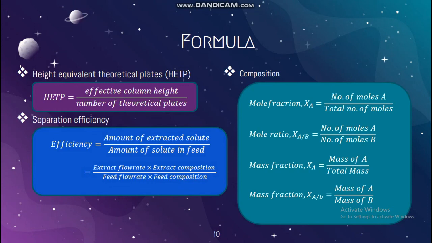And also the composition formulas. First, mole fraction XA equals number of moles A divided by total number of moles. Second, mole ratio XA over B equals number of moles A over number of moles B. Next is mass fraction XA equal to mass of A over total mass. And the last one is mass ratio XA over B equal to mass of A over mass of B.